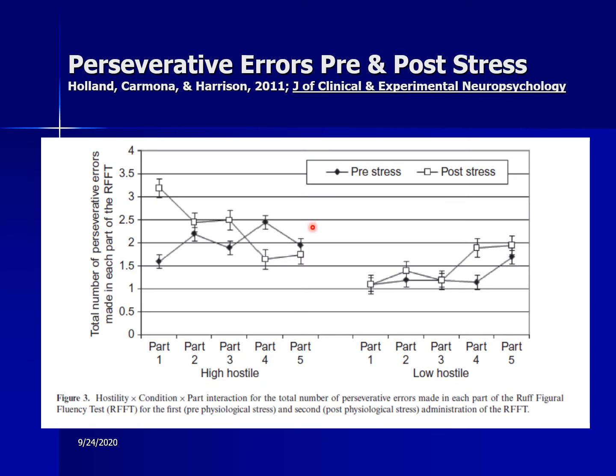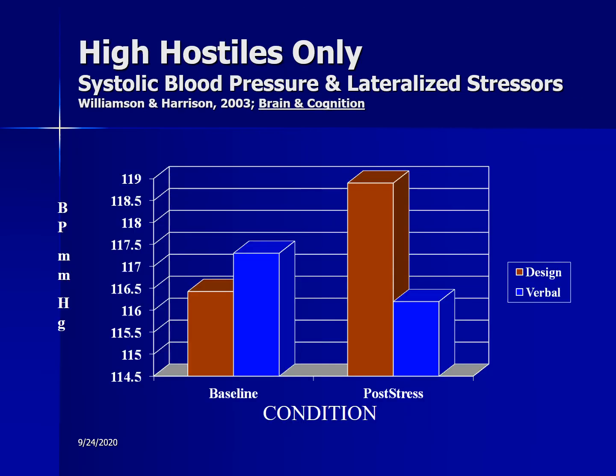Here we're looking at perseverative errors across 5 different trials of a design fluency test, and our low hostile folks make very few perseverative errors. Our high hostile folks make a lot of perseverative errors, especially after pain or after stress. Here we're looking at blood pressure again, systolic blood pressure, and the stressor that we're using to stress the left frontal lobe is verbal fluency. The stressor we're using to stress the right frontal lobe is design fluency.